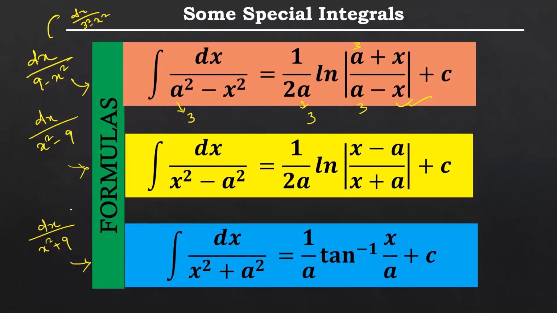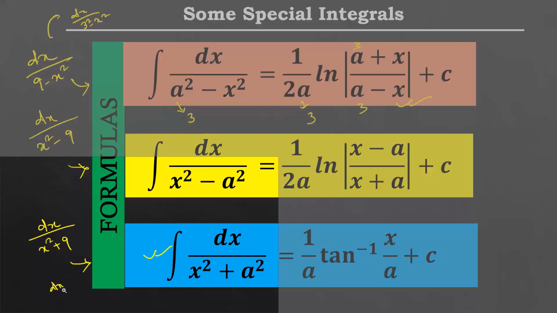And for every problem here, we take the same a value. Here also 3, just the patterns are different. Here we have 3 square minus x square, here x square minus 3 square, and here x square plus 3 square. Actually, you know that formula. This is the tan formula, the integral of dx by 1 plus x square. You know that?